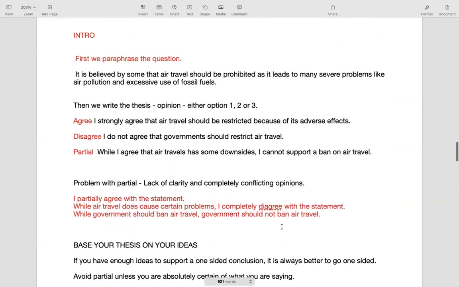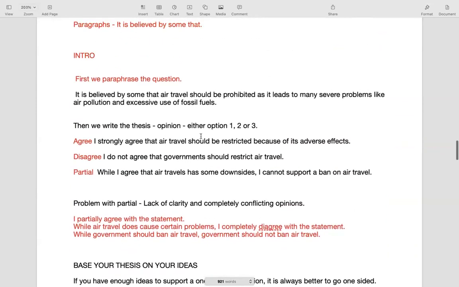So let's move on. How would you attempt it? I've done one for you. So now you have to form your opinion. For example, I'll give you examples. What do I mean by agree here? So you strongly agree. I will strongly agree that air travel should be restricted because of its adverse effects. Nothing else. I'll just write this line and tell the examiner that I am strongly agreeing with this. No doubt in my mind that air travel should be banned. This clarity is really important.